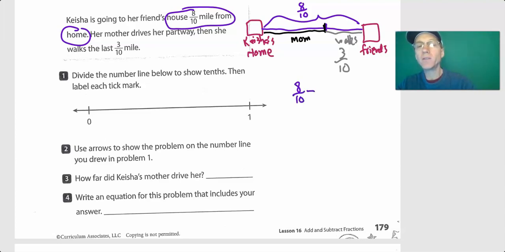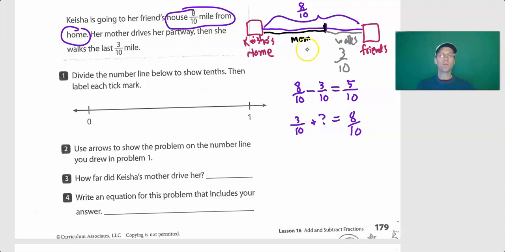I could say 8/10 subtract 3/10 equals 5/10. Or I could say, well, one part is 3/10, right? Plus something equals the whole of 8/10. And you could also do it that way. Let me pause this here really fast.